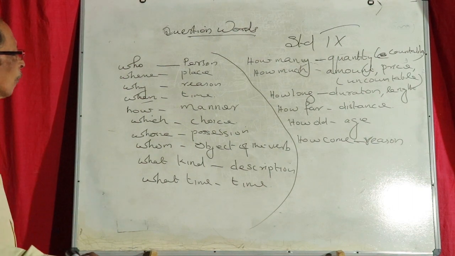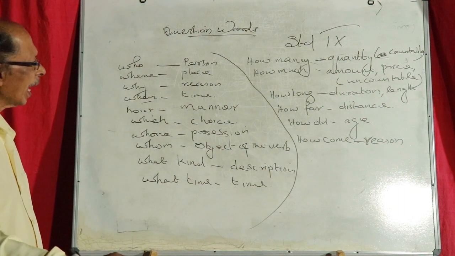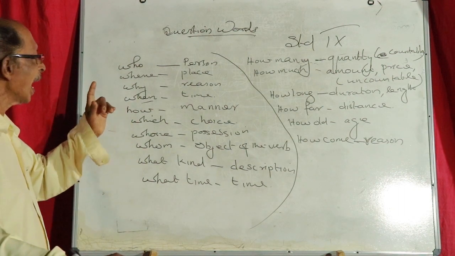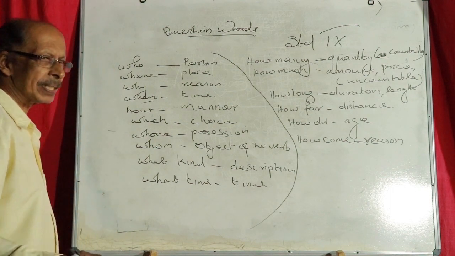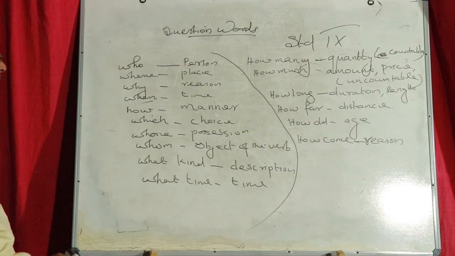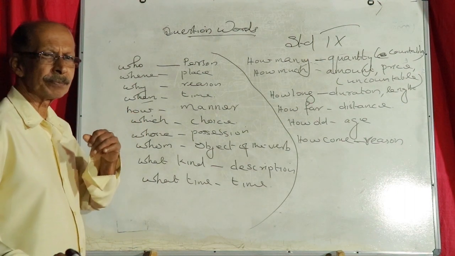Question words. Okay. Who? All of you know, person. When we see a person, we ask who are you? Okay. Where? It shows place. Why? That is the reason. Why are you crying? Why are you late?